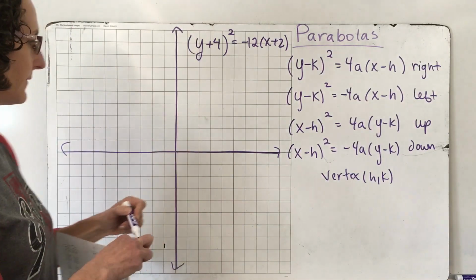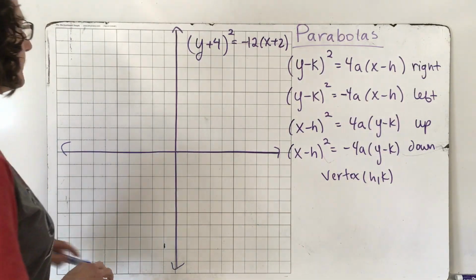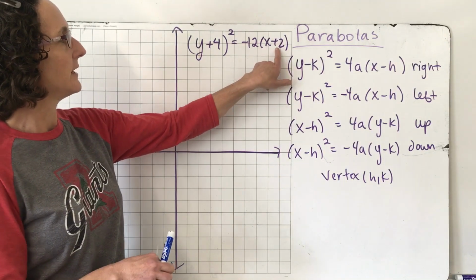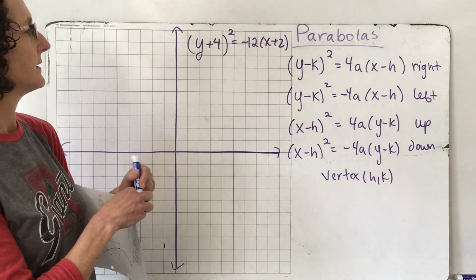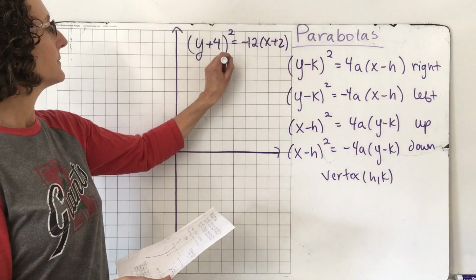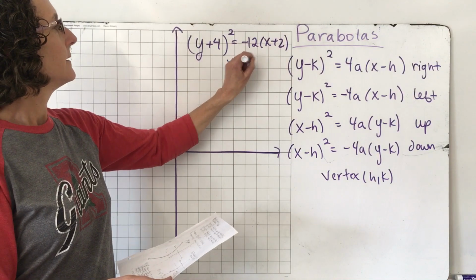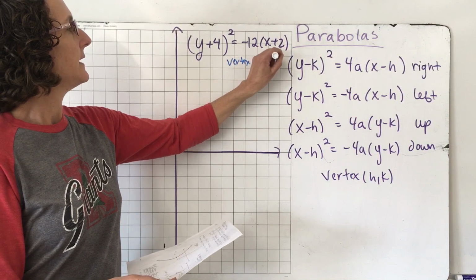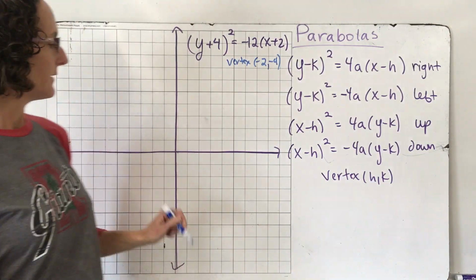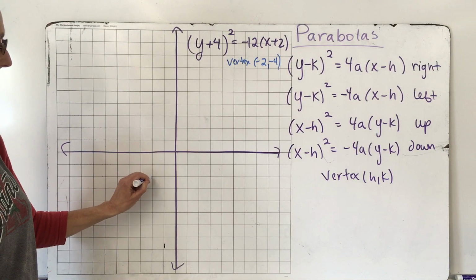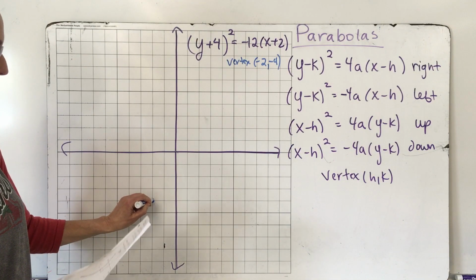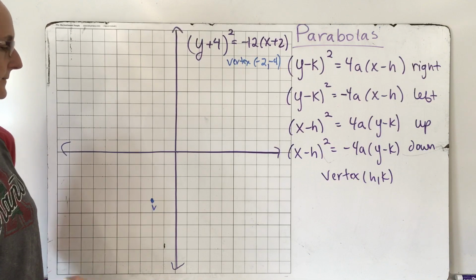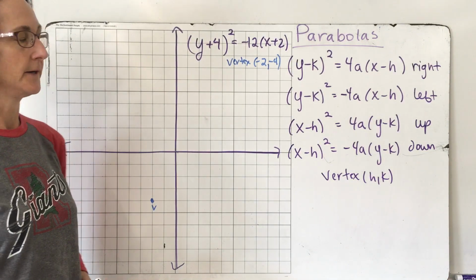Okay, so remember, the first thing you always do is you plot your vertex, which is the opposite of this and the opposite of this. So the vertex in this problem is (-2, -4). Okay, so on your graph paper, go -2, 1, 2, 3, 4, and you have your vertex right here. Sometimes it's kind of helpful to put a little V right there.